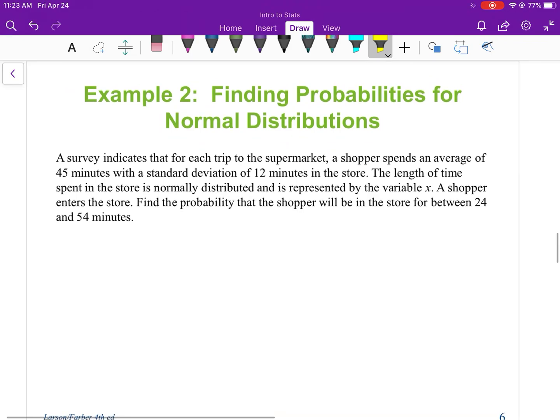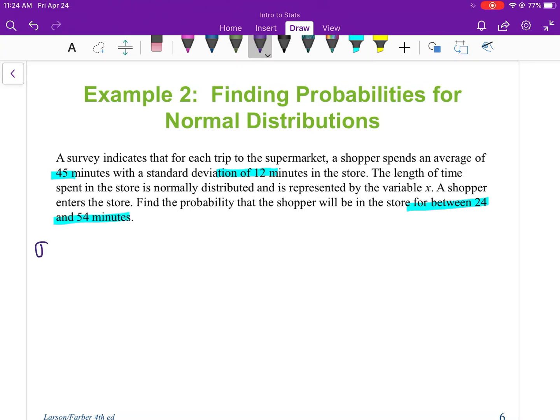Okay, for the next one. You go to the supermarket. Shopper spends an average of 45 minutes there with a standard deviation of 12 minutes in the store. The length of the time is normally distributed, so we have the bell curve. Shopper enters the store. What's the probability that the shopper is going to be there between 24 and 54 minutes?